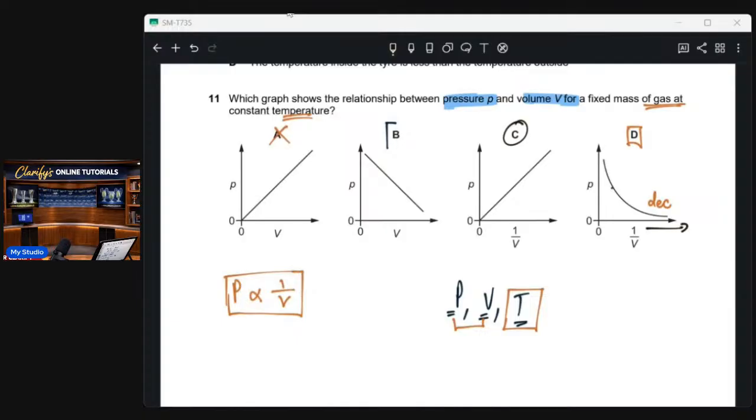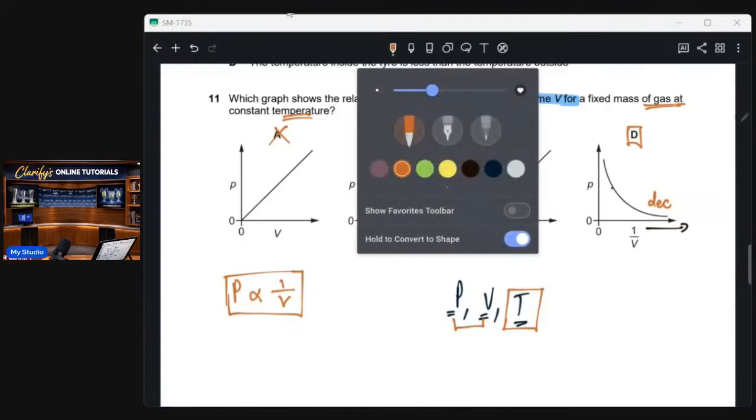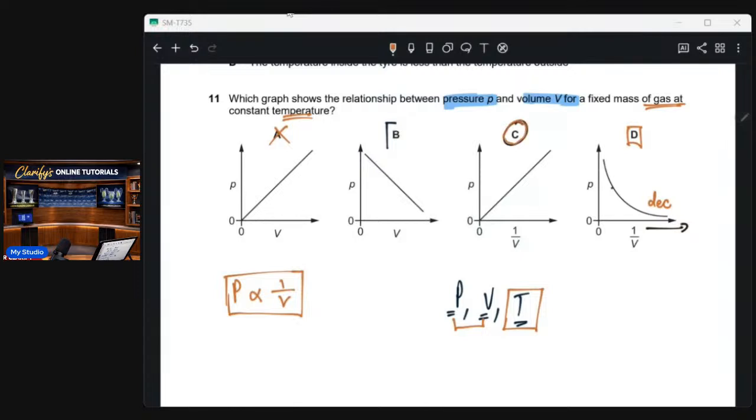We'll continue. This becomes the solution. So the solution is C. C is the solution, and that's the answer. Are we together, everybody? The answer is C.